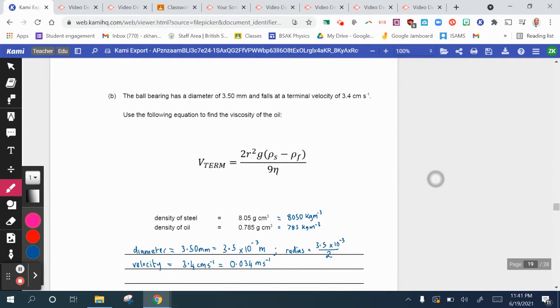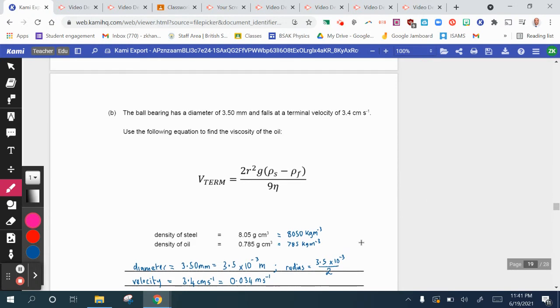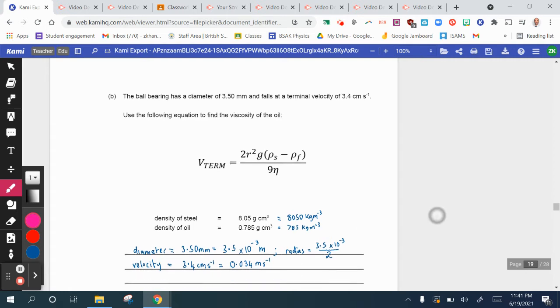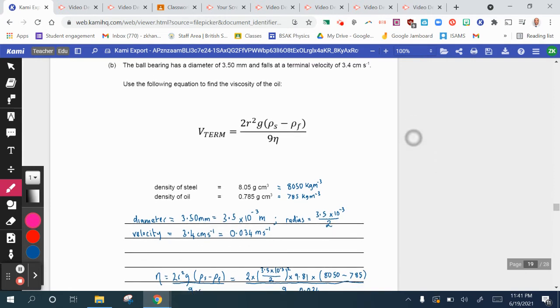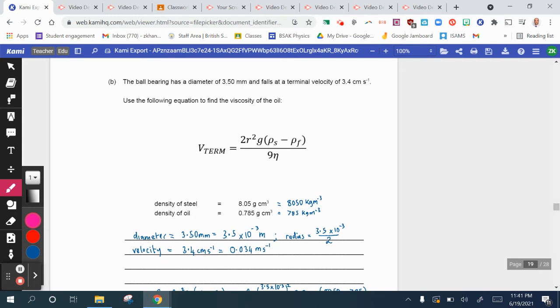The next question here: you've got a ball bearing, diameter 3.5 millimeters, falling at terminal velocity, just as in the previous part of this question. We've got the terminal velocity equation that we need to know how to derive as well, but it's been given to us. We've got some other values: the density of the steel ball which is falling through the oil, and the density of the oil given to us as well.